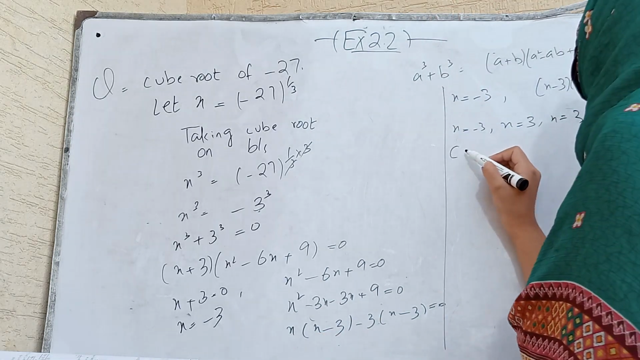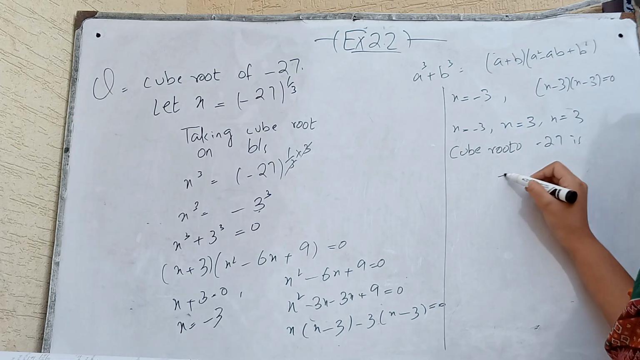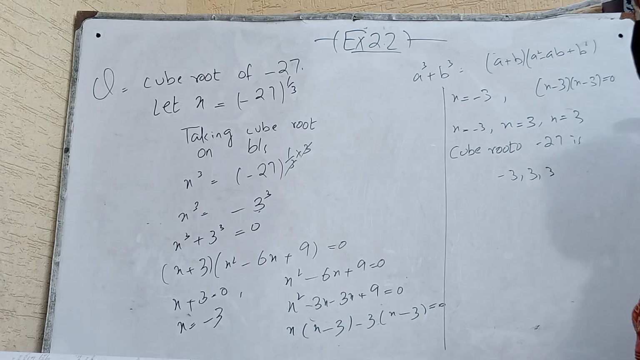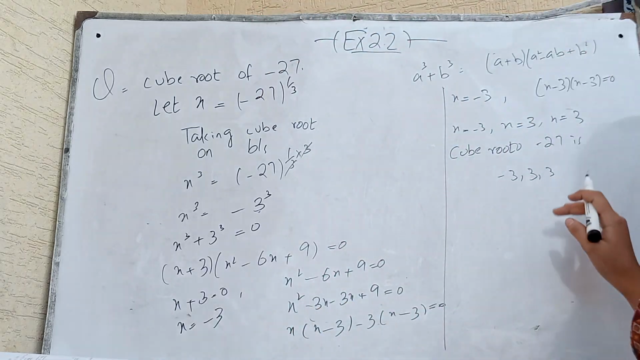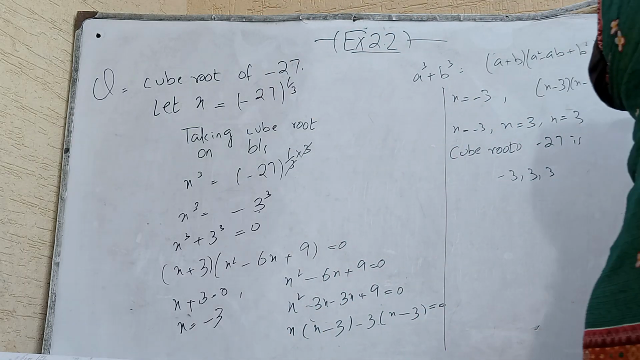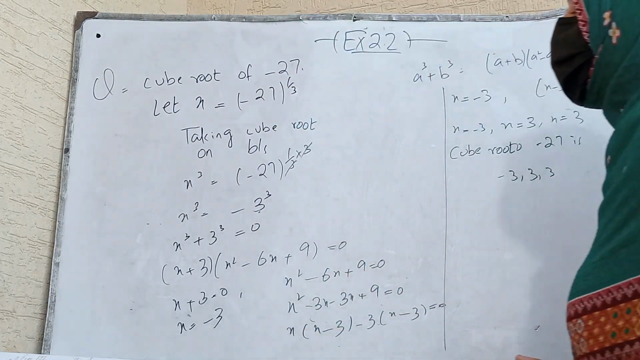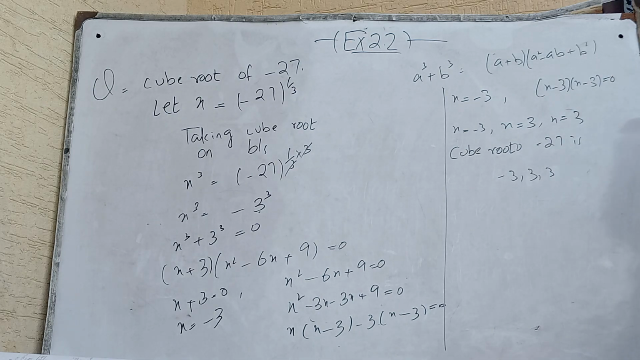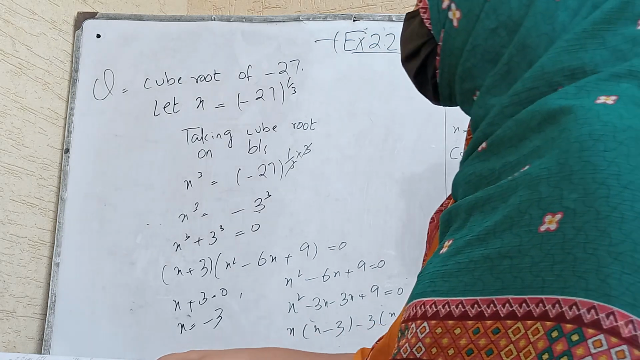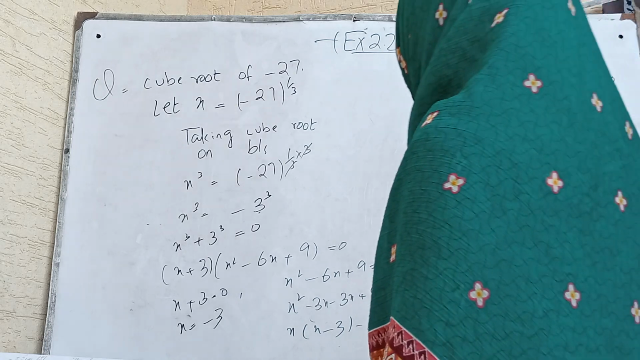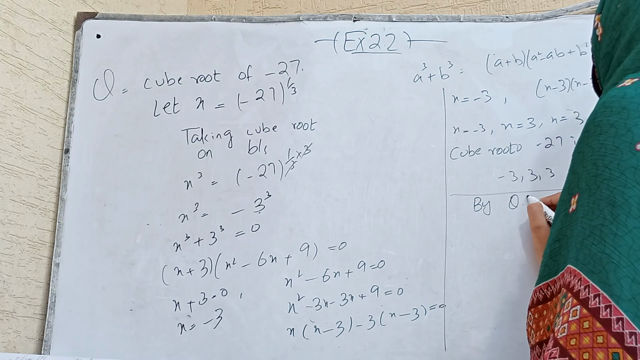So we write that the cube root of minus 27 is minus 3, 3, and 3. So when we solve by the factorization method, we have the factors x minus 3 and x minus 3. But we solve using the chapter which is the theory of quadratic equations. In this we make these values omega and omega square. So the next step is, by the quadratic formula, we solve this equation.